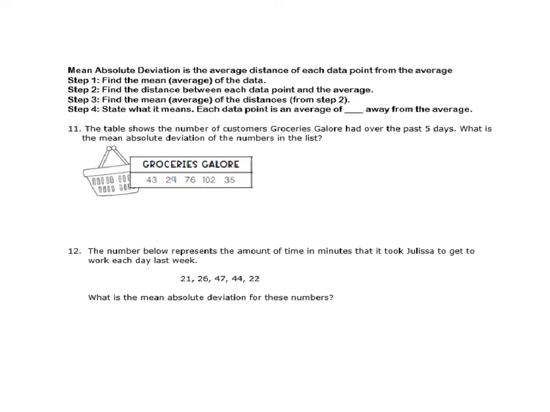Now let's talk about mean absolute deviation. Mean absolute deviation is the average distance of each data point from the average. So step 1, we're going to find the mean or the average of the data, which we do by adding up all the points and dividing by however many numbers we added.